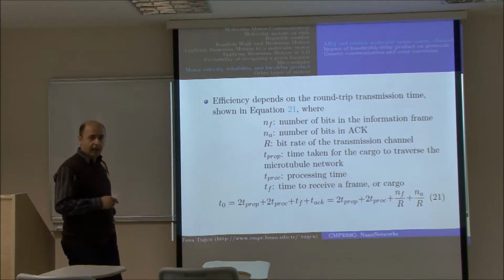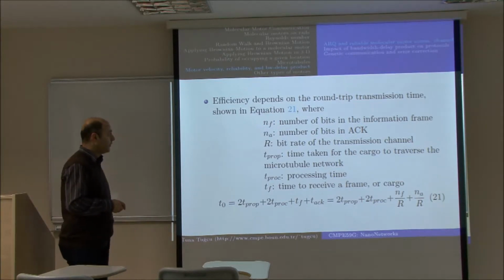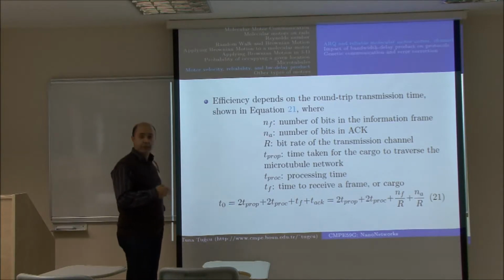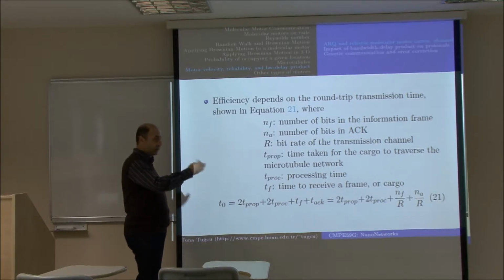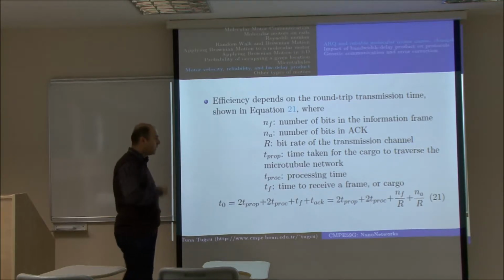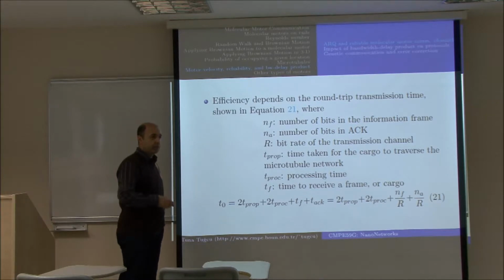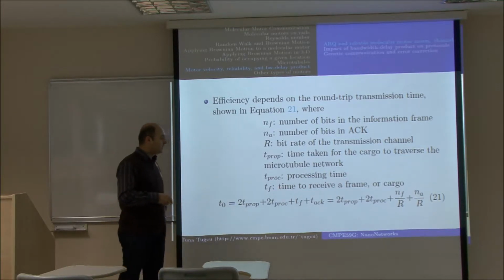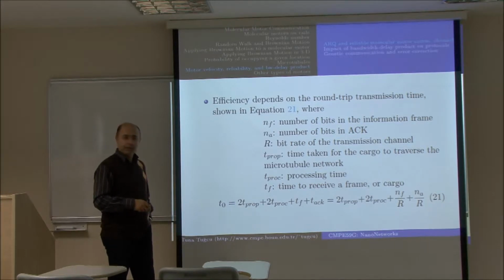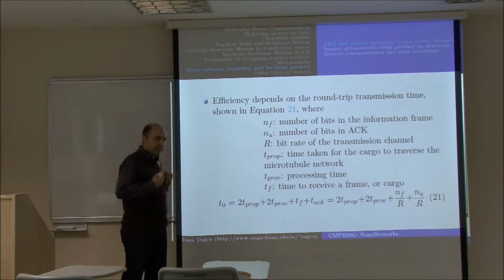So we have the following notation: n sub f for the number of bits in the information frame, n sub a similarly for the acknowledgement, R is the bit rate of our channel, t propagation is the propagation time of the message, either the information or the acknowledgement, from the source to the destination one way. t processing is the processing time for the packet. Let's assume the same processing time for the acknowledgement and the information packet. And t_f is the time to receive a frame. It arrives at the destination, but it takes time to take it in.